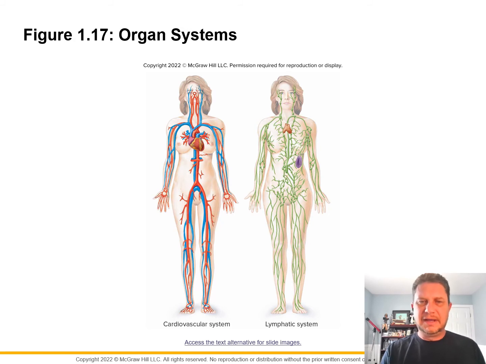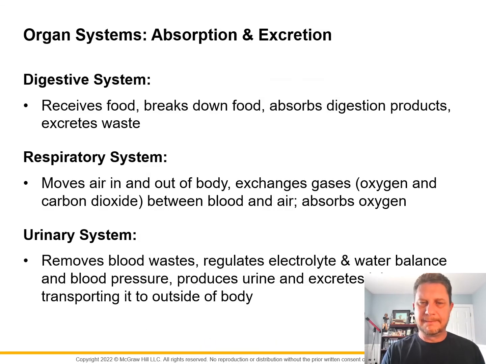This is showing them, and you'll see that they overlap pretty much hand in hand. This is the circulatory system. This is the lymphatic system. Then we have these systems that are designed to absorb nutrients, get rid of them, and balance it. So the digestive system is about taking in food.